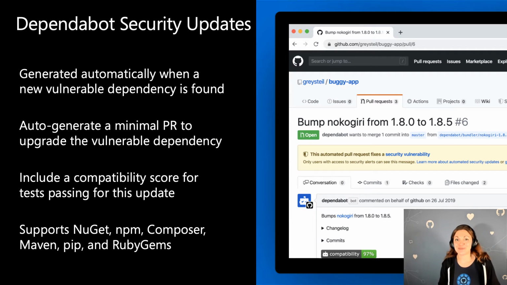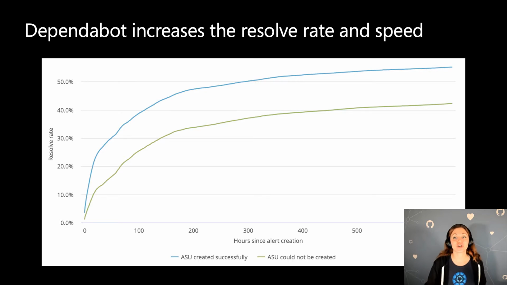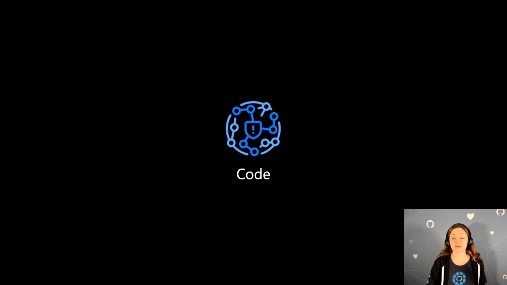I use the word Dependabot, but this feature really comes from an acquisition that GitHub made last year from a company called Dependabot, but it is now fully integrated with GitHub, so you can use it as part of GitHub features. It automatically identifies vulnerabilities, and then it automatically generates PRs, and it will also include a compatibility score for how many tests have passed, so you know that this is not a breaking change. And then we also can see that the resolve rate and the speed for people using Dependabot is much higher than people who are not. So we actually see that it is working for people, and it makes it a lot easier to identify and fix vulnerabilities. Let's switch over to talking about securing your own code.